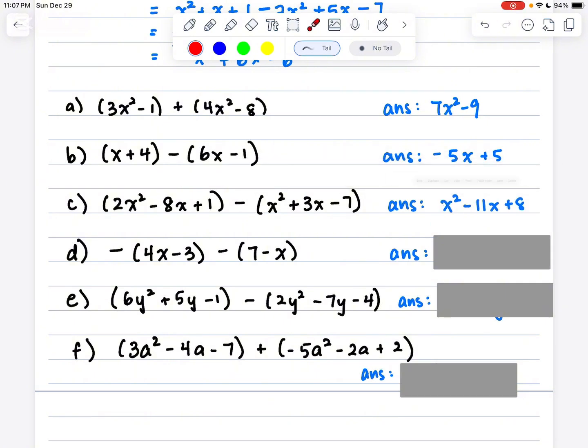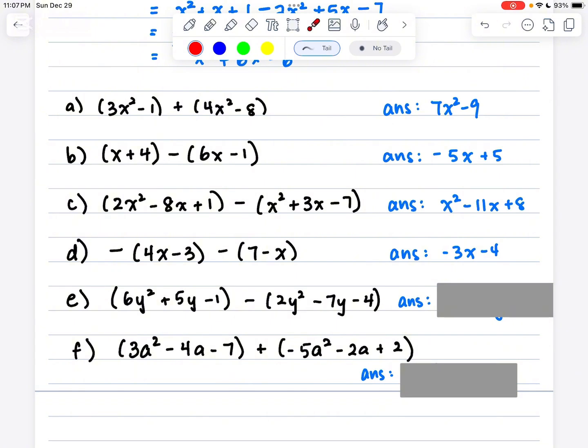And here's our answer for C. So again, these brackets end up disappearing. This, by the time you get rid of the brackets, you have this. Pause that, try D.